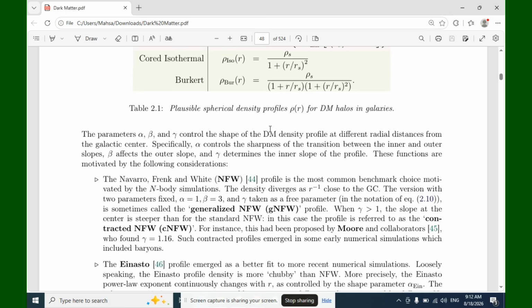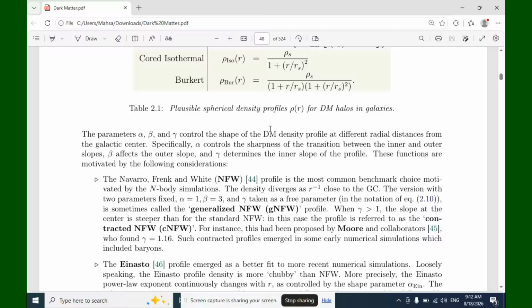The parameters alpha, beta, and gamma control the shape of the dark matter density profile at different radial distances from the galactic center. Specifically, alpha controls the sharpness of the transition between the inner and outer slopes. Beta affects the outer slope, and gamma determines the inner slope of the profile. These functions are motivated by the following considerations: the Navarro, Frenk, and White NFW profile is the most common benchmark choice, motivated by N-body simulations.